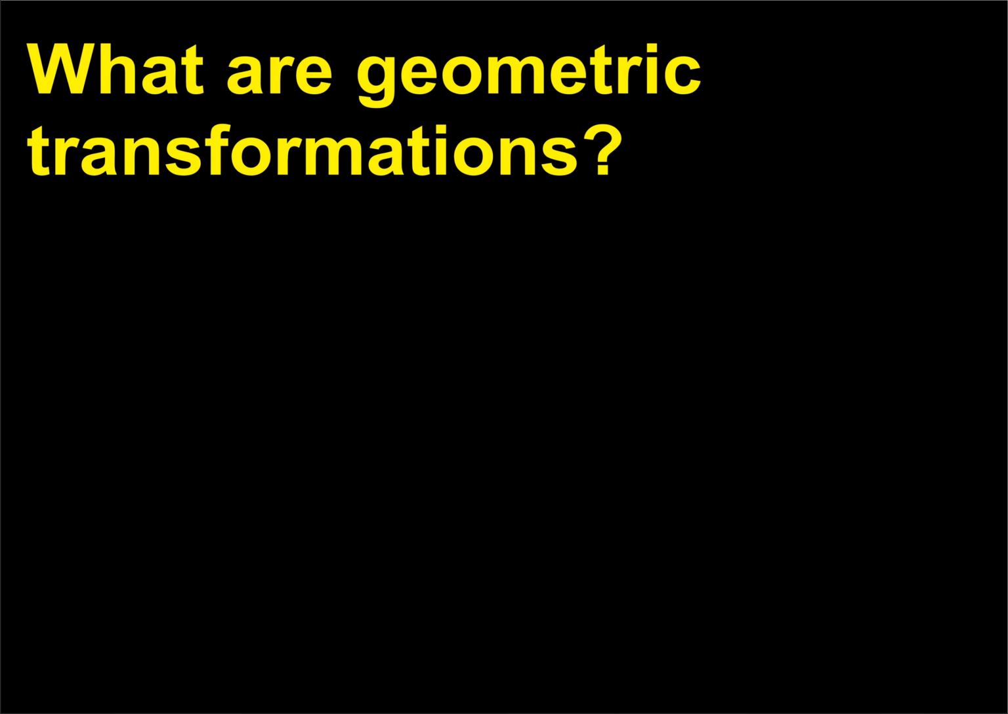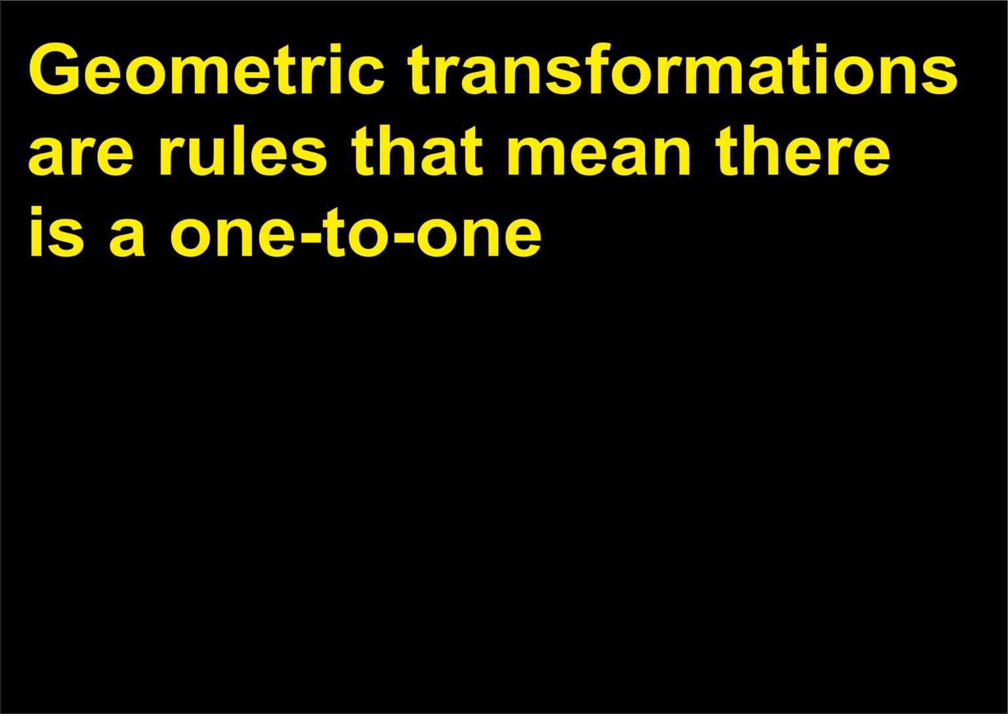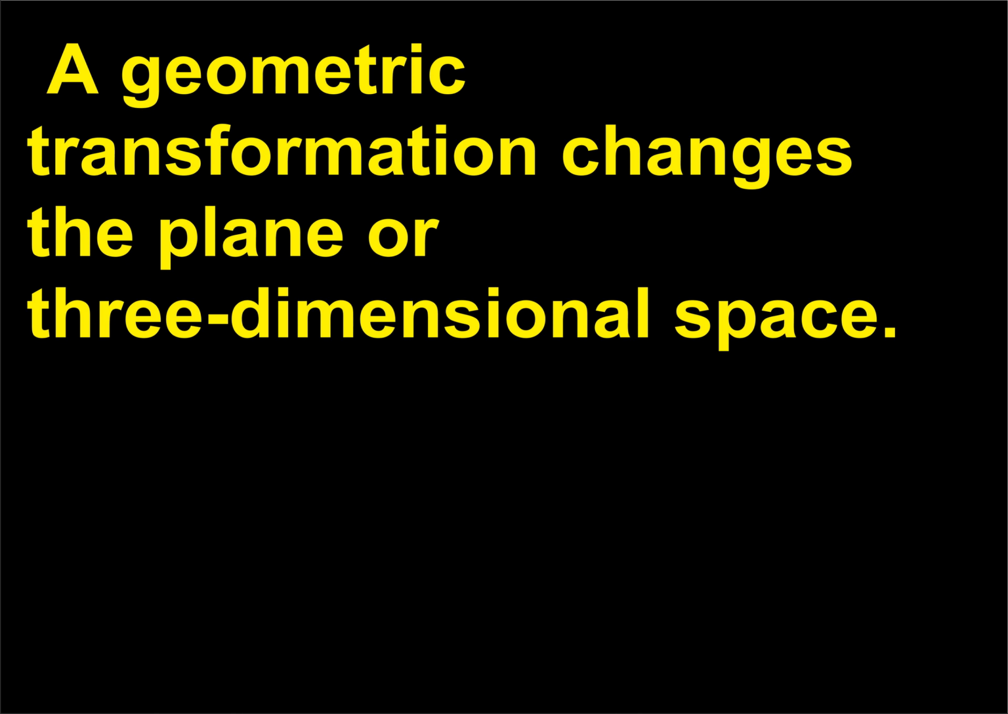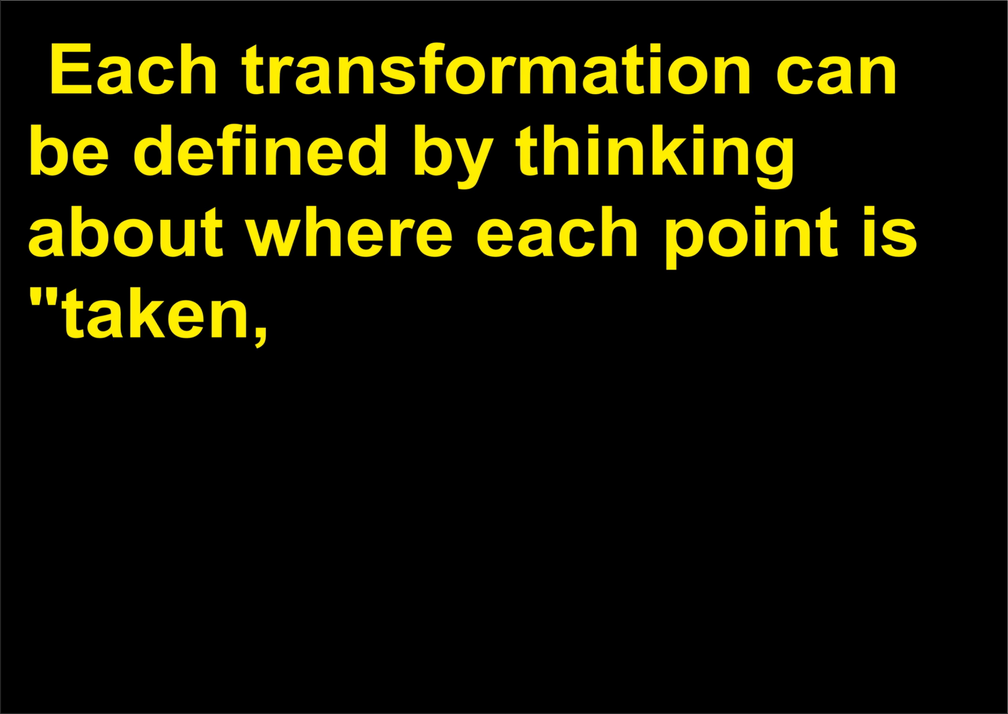What are geometric transformations? Geometric transformations are rules that mean there is a one-to-one correspondence between two sets of points in two figures. A geometric transformation changes the plane or three-dimensional space. Each transformation can be defined by thinking about where each point is taken, with the point said to be taken to its image.